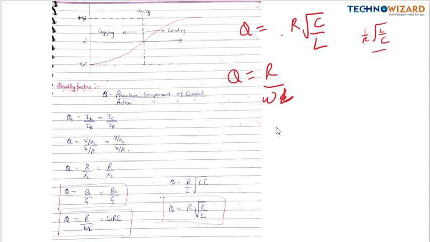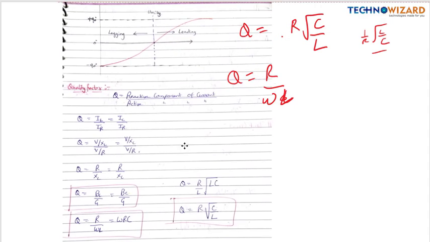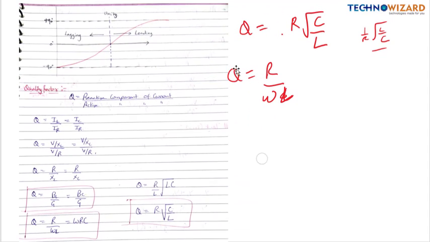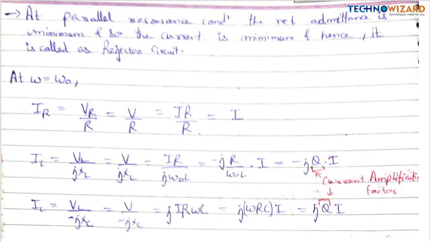Okay, these are some formulas, and also one more formula is there. In the series resonance circuit, the quality factor was 1 upon omega RC, but here for an RC circuit, quality factor is equal to omega RC. Okay, so please remember these formulas based upon the parallel resonance for quality factor.